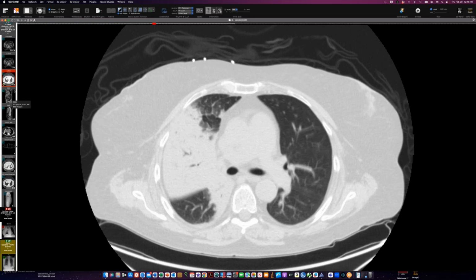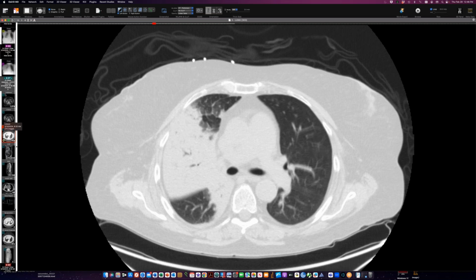And H. flu is thought to be colonizing a lot of people. So its presence isn't necessarily pathologic. But in those settings, particularly in COPD, when that's the only organism they get, then I think it is actually pathogenic in some cases. But this was a really dense case.